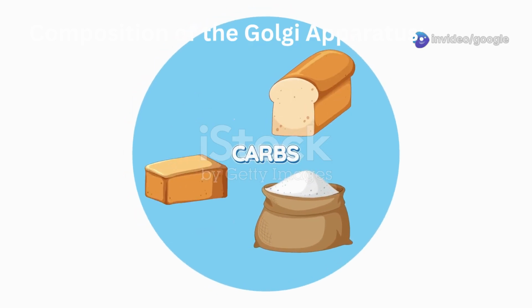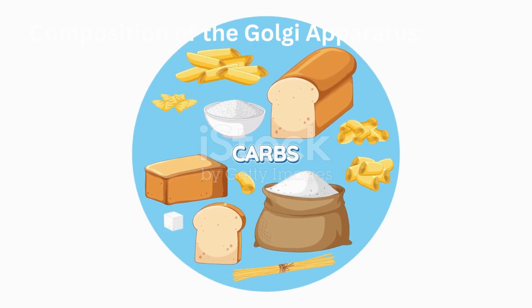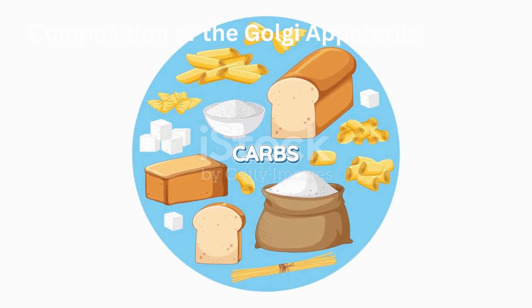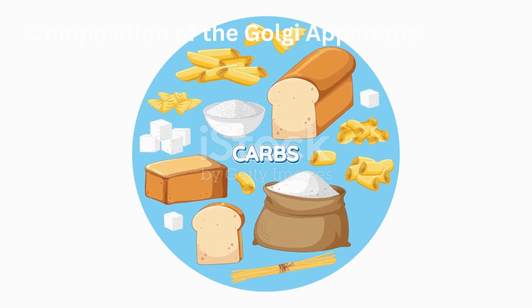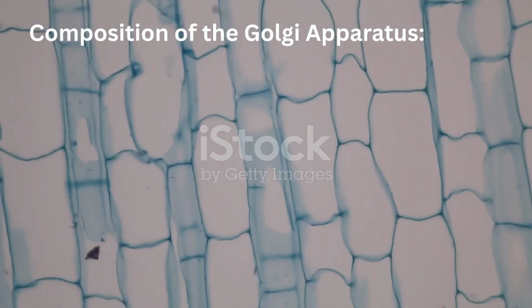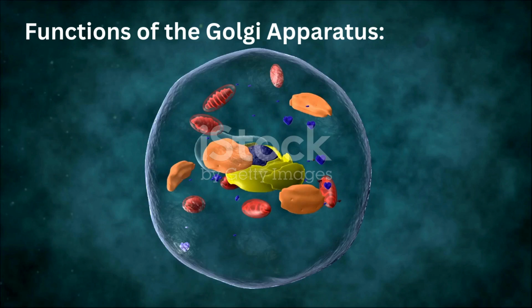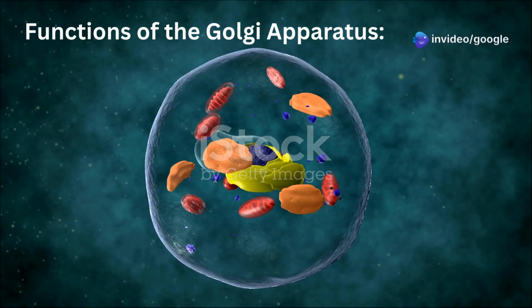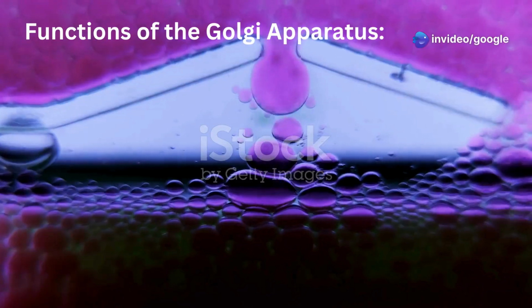Various carbohydrates such as glucose, galactose, mannose, N-acetylglucosamine, and sialic acid in animal cells are present as they are added to proteins and lipids during processing. Plant Golgi lacks sialic acid but contains other carbohydrates like xylose and arabinose. The Golgi apparatus plays a crucial role in several cellular processes.